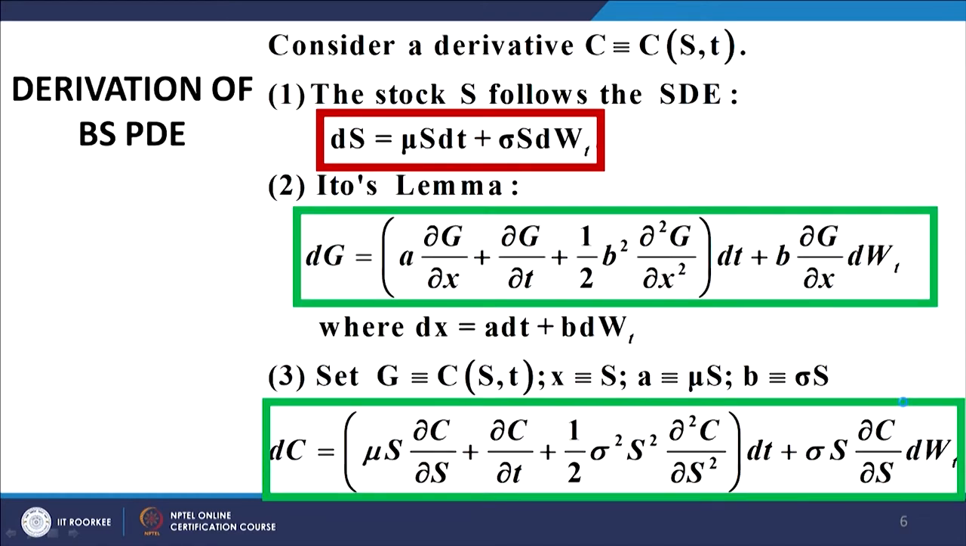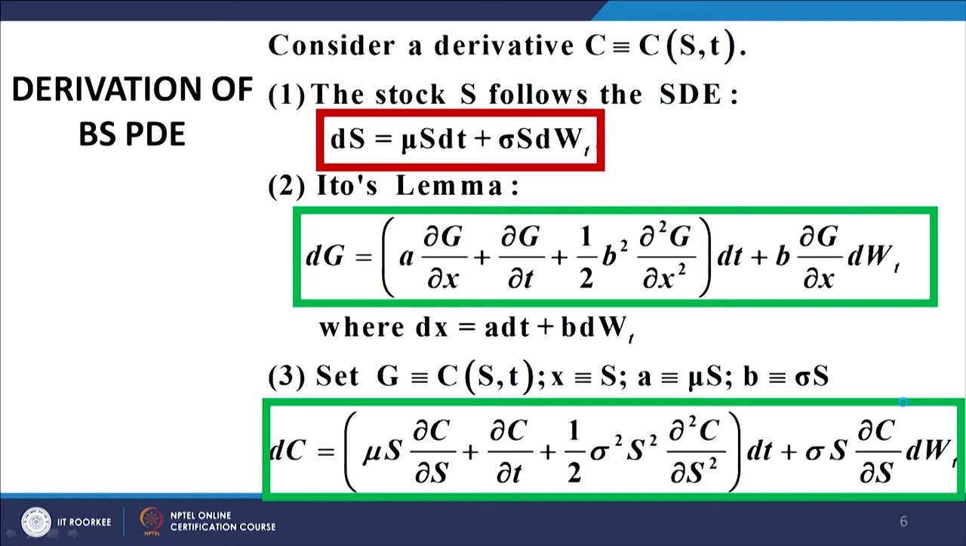Please note this. We now do the derivation of the Black-Scholes partial differential equation. What is the data that we have? Let us start with that. The stock S follows the stochastic differential equation I mentioned just now, given in the red box: dS = mu S dt + sigma S dW_t.